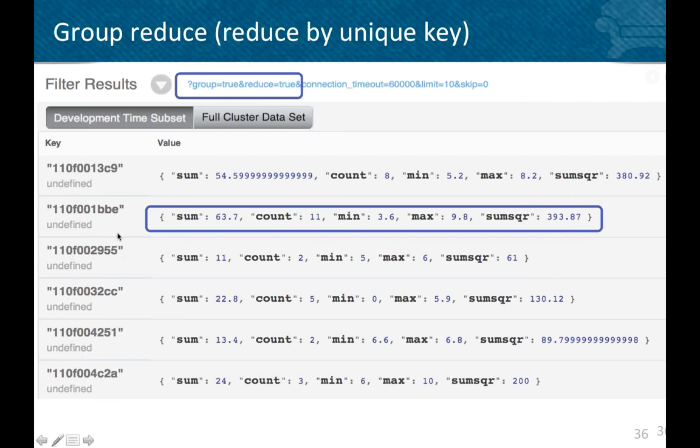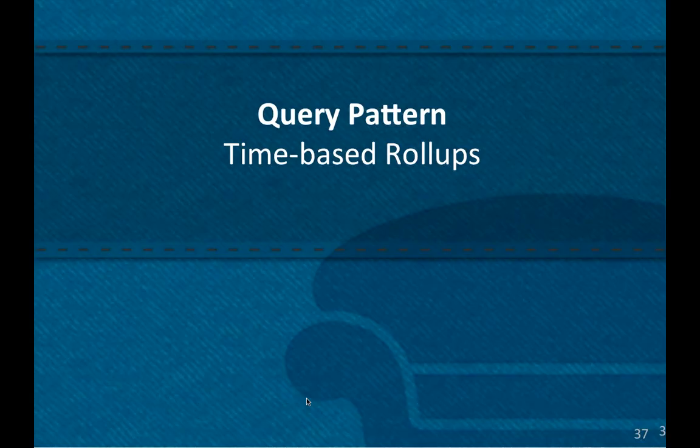So when we group, it's essentially grouped by brewery ID. So this is giving you that roll-up per unique brewery. You could also turn group off, and it would give you the roll-up across the entire data set. So you could figure out across your entire data set what the average alcohol by volume is.